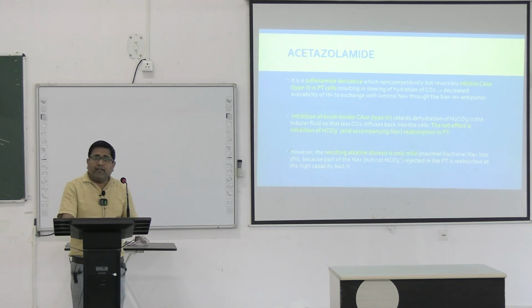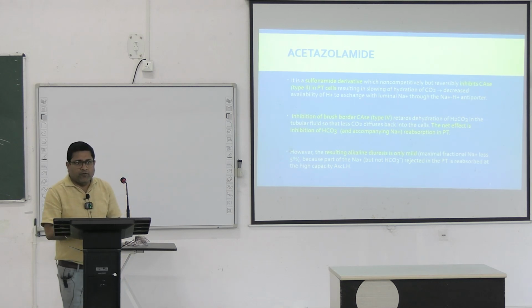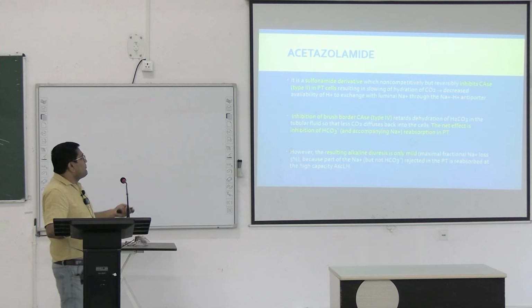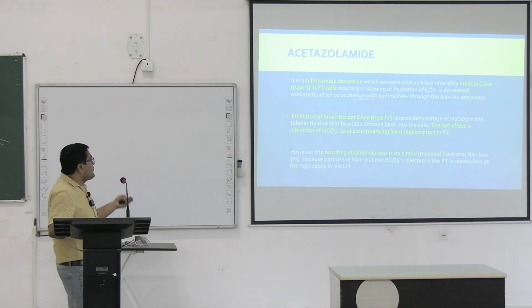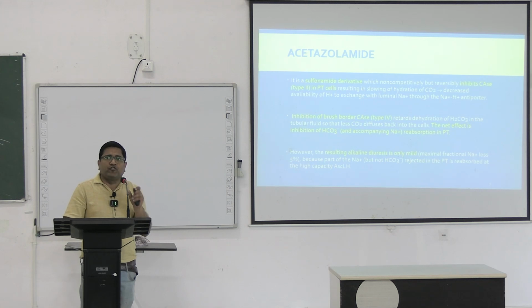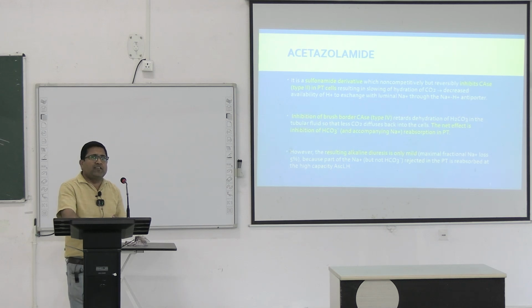Where does it act in the kidney? They act particularly in the proximal tubule. So their site of action is site 1. Okay. It is a sulfonamide derivative which basically inhibits the carbonic anhydrase enzyme in the proximal tubular cell. Within the proximal tubular cell, the carbonic anhydrase enzyme present is the type 2 isoform, and the enzyme which is present in the brush border in the luminal membrane of the proximal tubular cell is of isoform type 4.